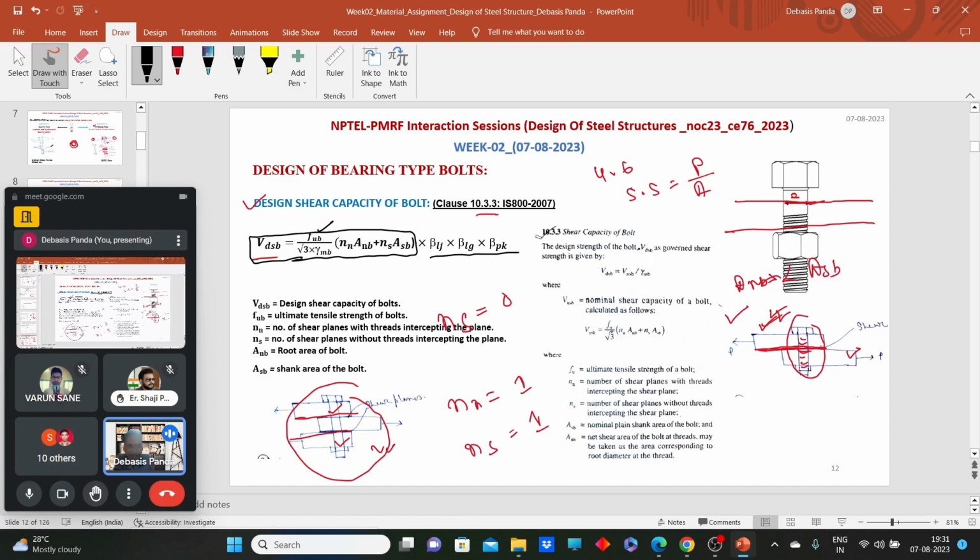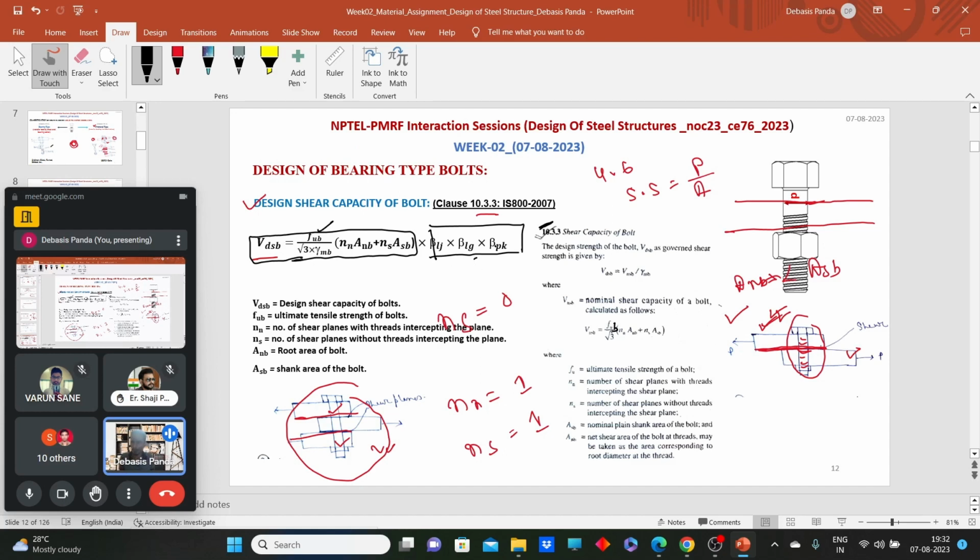Let me tell you one more thing. This is the screenshot of the IS 800, where this is written f_u. So instead of f_u, you write f_ub, that is the ultimate tensile strength of the bolt. And these parts, beta_lj, beta_lg, and beta_pk, are the reduction factors. The reduction factor will minimize the load capacity of the bolt. I will come to the reduction factors one by one.